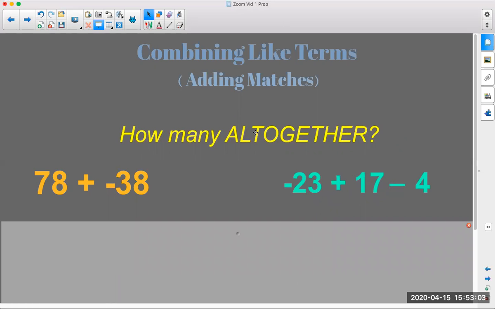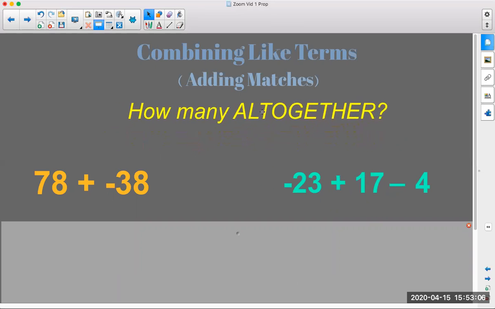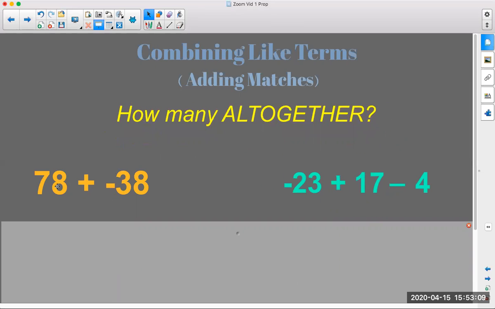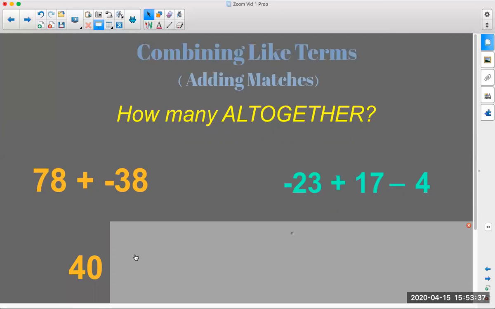Let's get some other examples down here. Remember, the question we're answering is how many altogether? So look at this one, the orange one. Let's say I have 78 bucks and I owe you $38. Somehow I don't think that would happen. But anyway, I have 78, I owe you 38. I have to pay you from the 78 I have. So once I pay you, how much would I have left? 40 bucks. 78 plus negative 38 is the same thing as 78 minus 38.